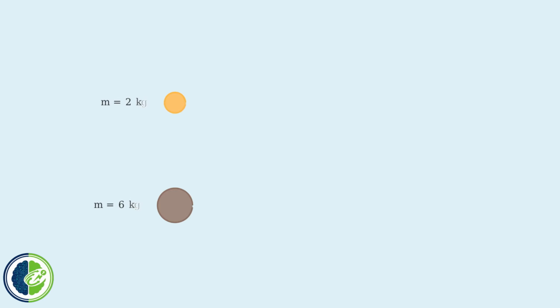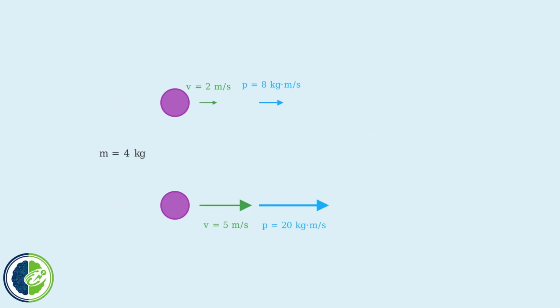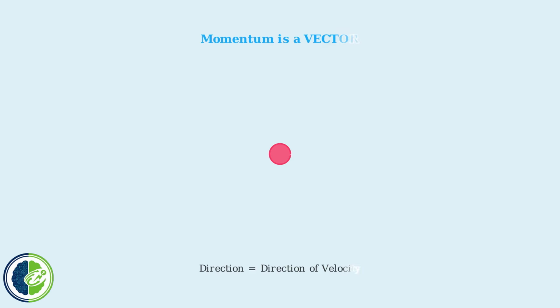A heavier object moving at the same velocity will have more momentum than a lighter one. Let's see this in action. Similarly, an object moving at a higher velocity will have more momentum than the same object moving slower. Momentum is a vector quantity, meaning it has both magnitude and direction. The direction of the momentum is the same as the direction of the object's velocity.